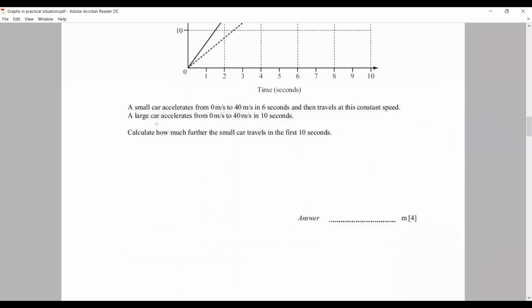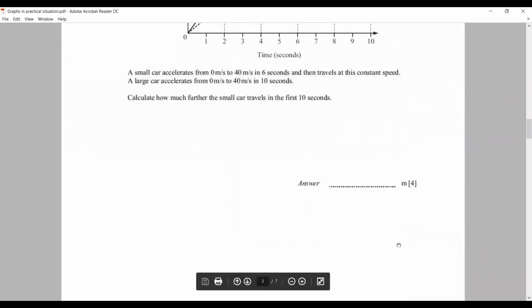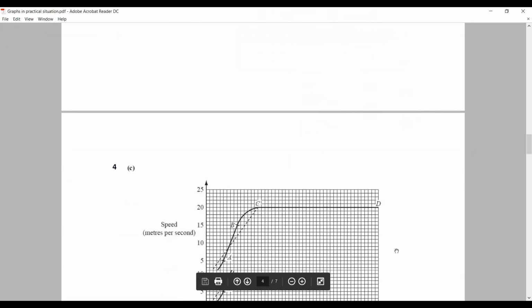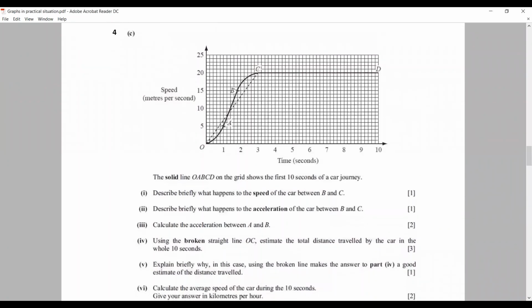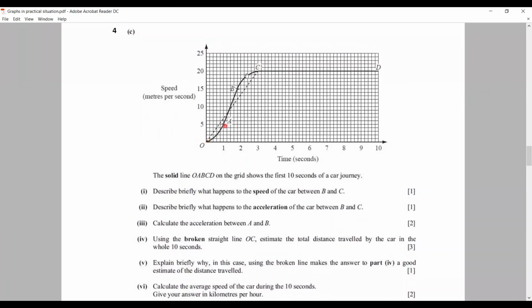Moving on, that carries 4 marks. It was a little bit lengthy, the calculation. Question number 4 is kind of interesting because we have a curve here. We never talk about a curve. Well, let's read the question.